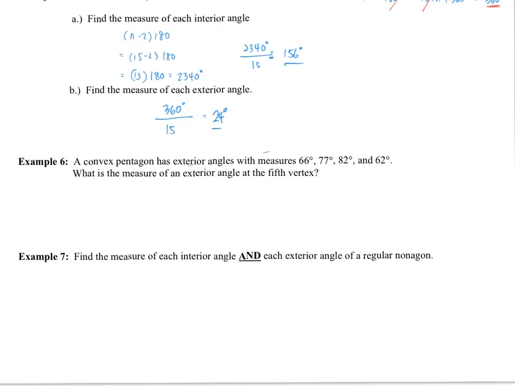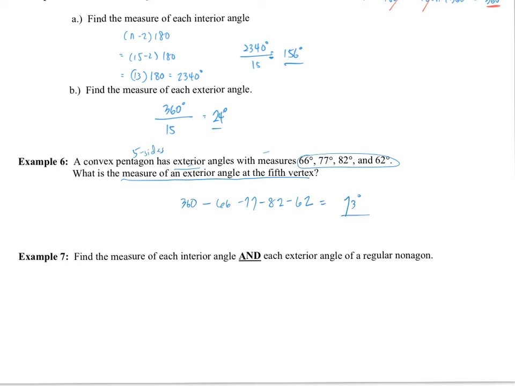Example 6. A convex pentagon, meaning a 5-sided polygon, has exterior angles with measures 66, 77, 82, and 62. What is the measure of an exterior angle at the 5th vertex? Okay, so first we need to find the sum of all of these. Or we could just take 360 degrees and subtract all of these exterior angle measures. And then we can get 70 degrees.